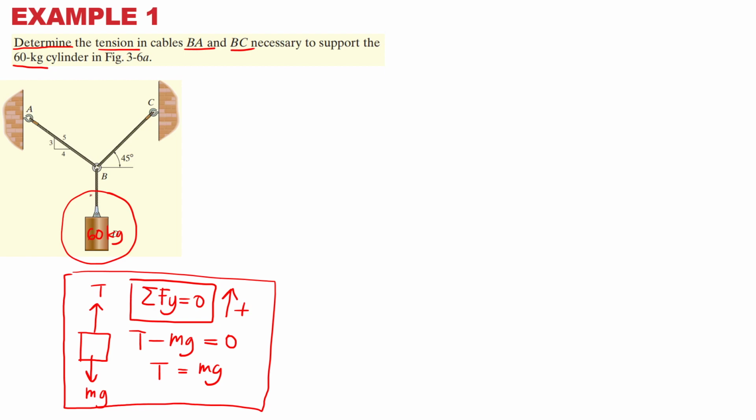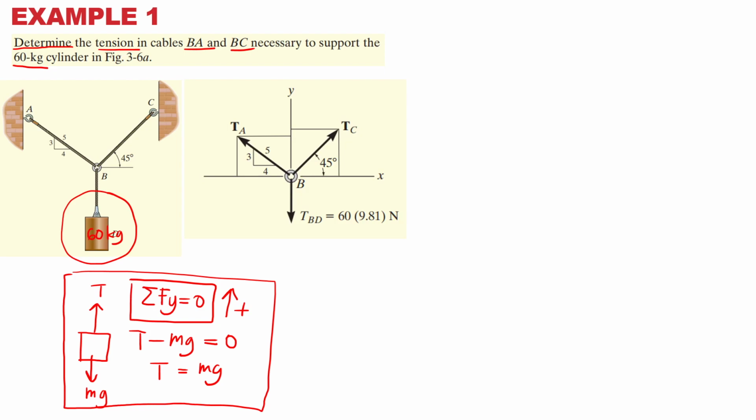If this is mg, this tension will definitely be mg. So if you want to draw the free body diagram, you're going to be looking at something like this. This is the joint which is connecting our cables. This is the joint, so you are doing the equilibrium of this particle B. So you've got here, this is basically mg. This is tension C, this is tension A, with all these gradient angles.